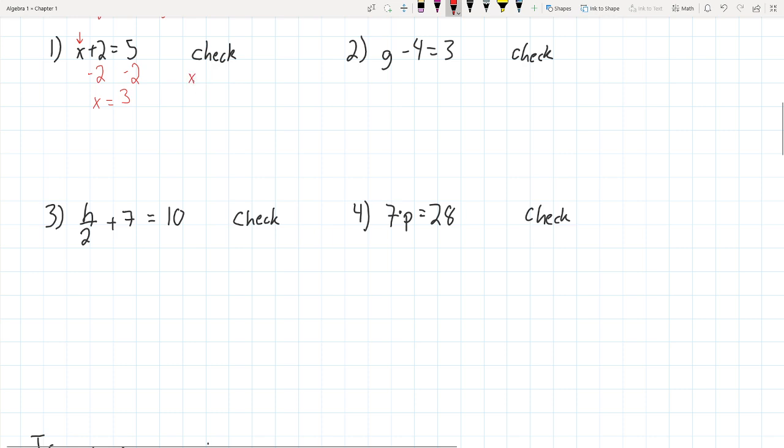Now, good practice is to check your answer. So I go x plus 2 equals 5, and I'm going to plug in this 3 anywhere that I see x. A lot of times I like to put it in parentheses, just in case there's a negative or something out here that's going to be changing some stuff. So I go 3 plus 2 equals 5. Nothing near the 3, so I can go 3 plus 2 equals 5. And so I get 5 equals 5.